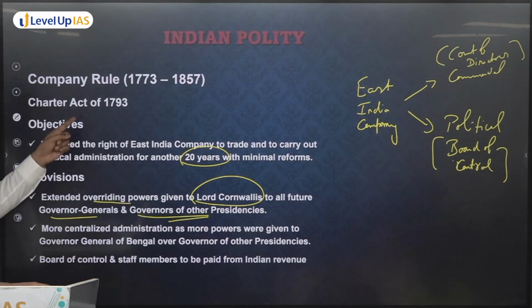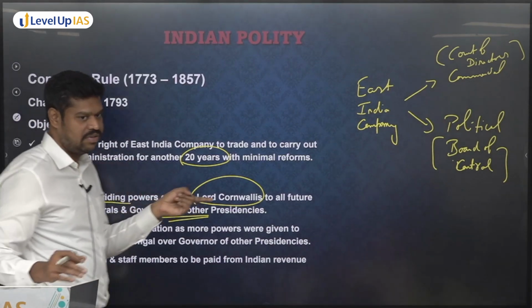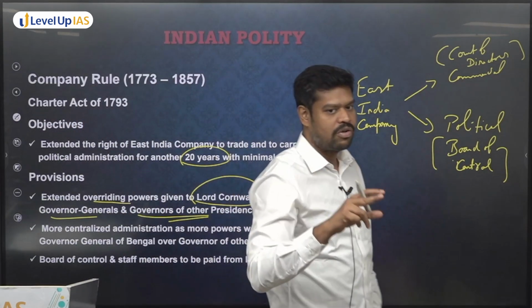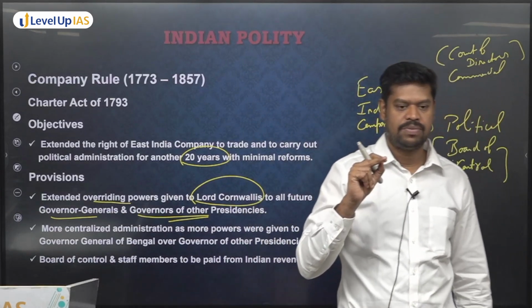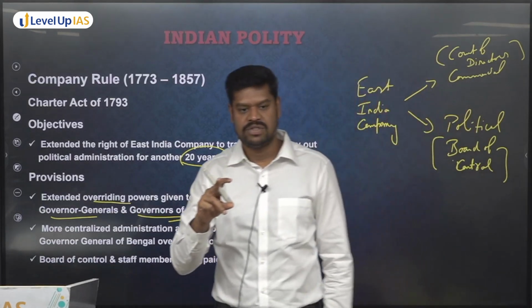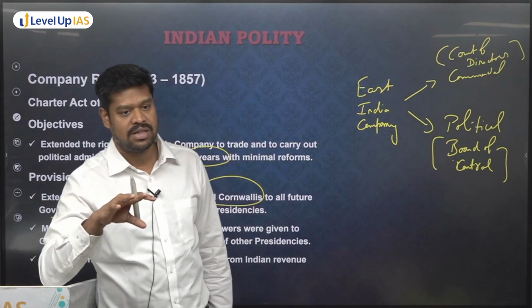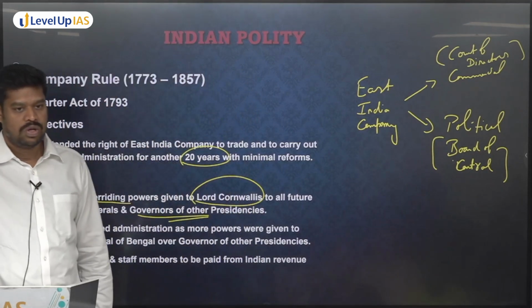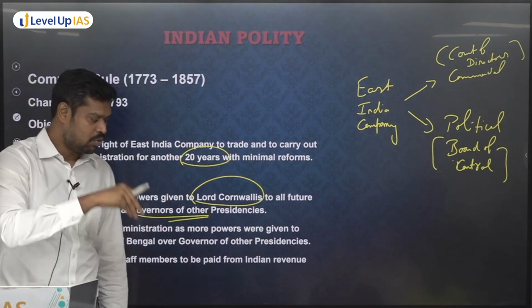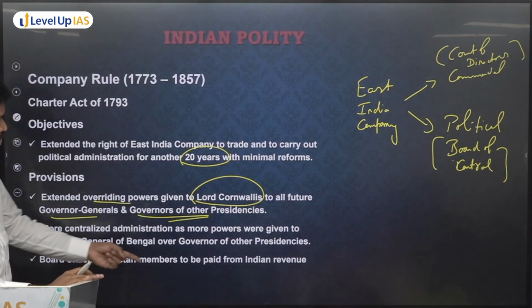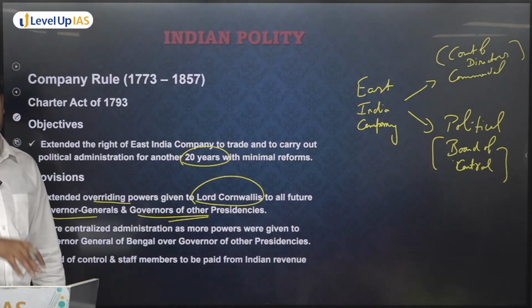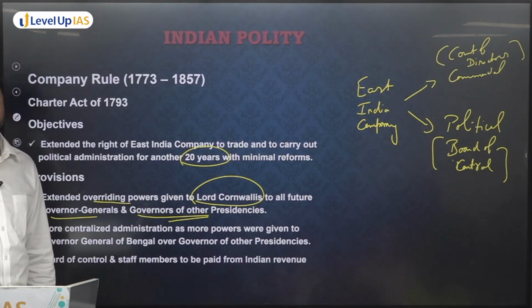Now the Board of Control. See, in the Charter Act of 1793, when was the Board of Control established? It was established by Pitt's India Act of 1784. But in Pitt's India Act, the source of revenue for the Board of Control was not very clear. But now they said that the Board of Control and the staff members are to be paid from the Indian revenue, not from the company's revenue.